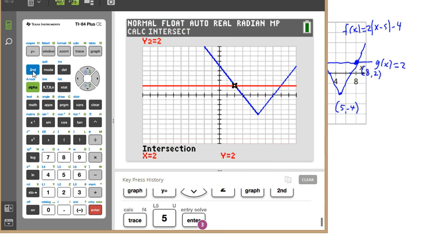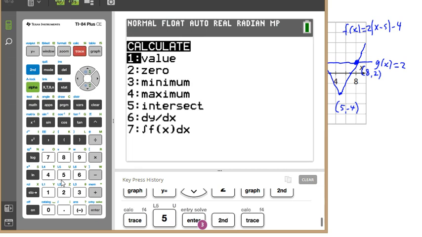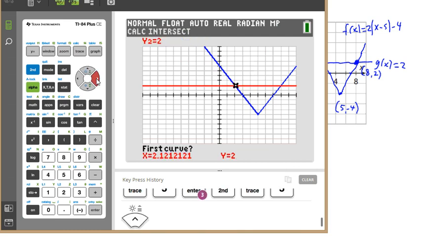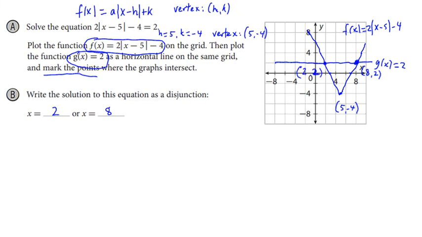And then to find our other intersection on the right, we go to second trace 5. We have a cursor over here, so we're just going to scroll over closer to the other intersection point. When we do that, we press enter, enter, enter, and it gives us the coordinate pair (8, 2). So the same solution as earlier.